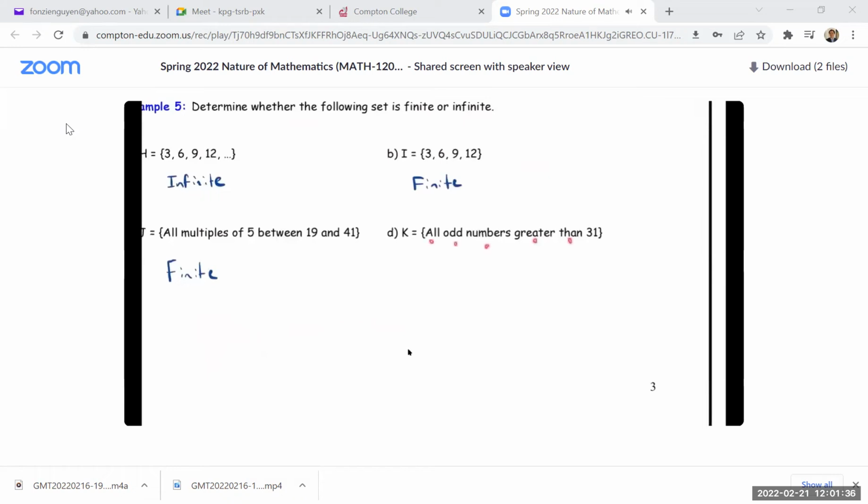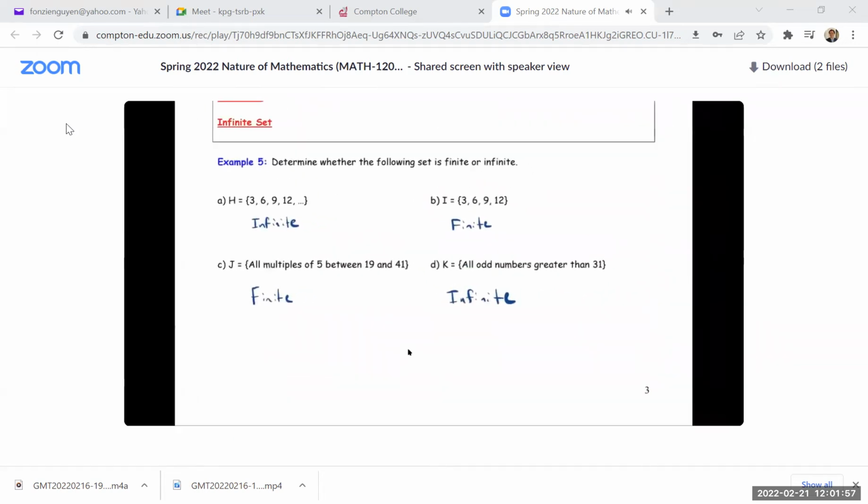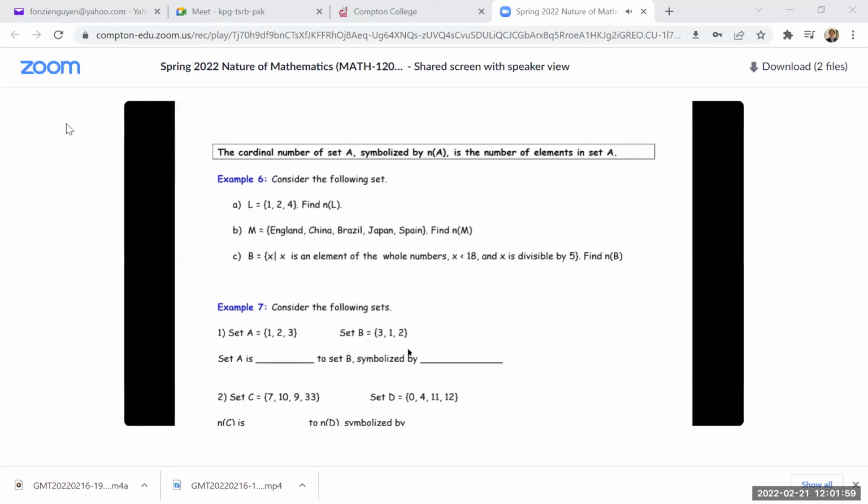All odd numbers greater than 31. That'd be infinite, because there are infinitely many odd numbers. And if it's greater than 31, the next one would be 33, 35, 37, and so on. All right, that is right. Very good. All right, let's see if there's more.